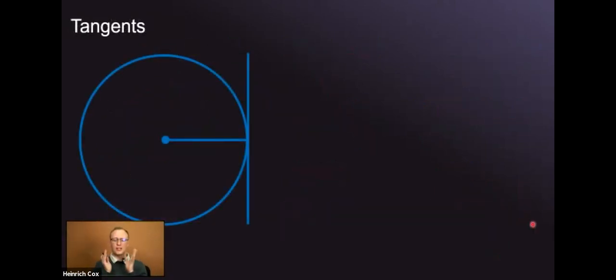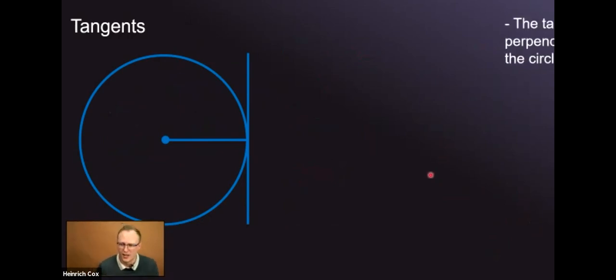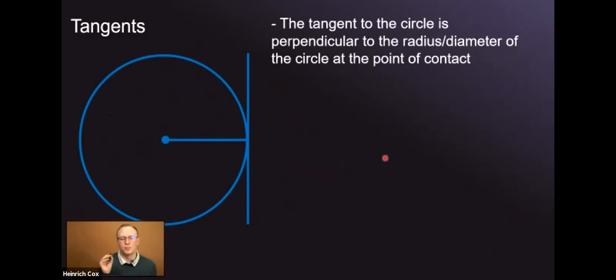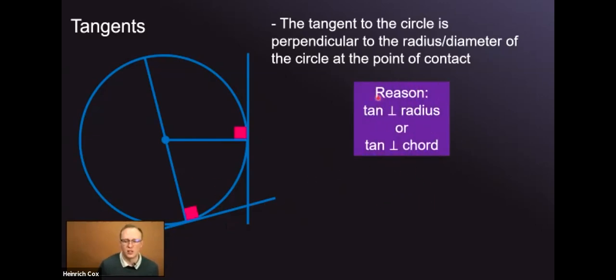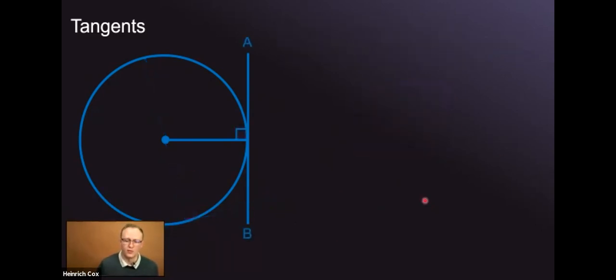But then we're finally down to the last letter in our Dr. Cape Town, and that's going to be the tangents. So the tangent to the circle is perpendicular to the radius or the diameter of the circle at the point of contact. So where the tangent meets the radius or the diameter, that is a 90-degree angle. It doesn't matter whether it's a radius or a diameter, at the point of contact those are perpendicular to each other. And your reason is going to be tan perpendicular to radius if it's a radius, or tan perpendicular to the diameter or a chord from the center, or line from the center.